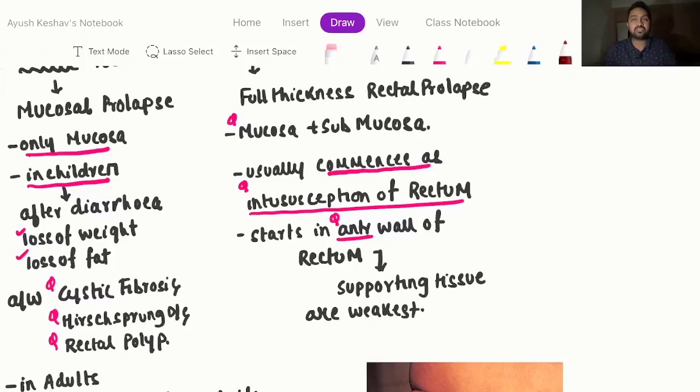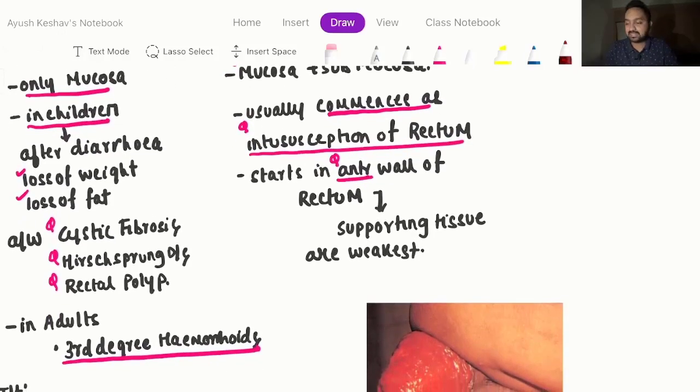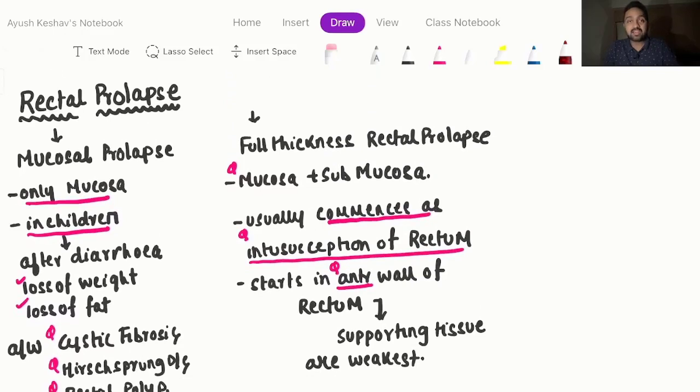Mucosal prolapse is usually common in children, and usually occurs after an episode of diarrhea or loss of weight or fat, and is associated with cystic fibrosis, Hirschsprung disease and rectal polyps. In adults, it is usually associated with third degree hemorrhoids. On the other hand, full thickness rectal prolapse usually begins as an intussusception of the rectum, and it starts at the anterior wall of the rectum since the supporting tissues over here are the weakest.